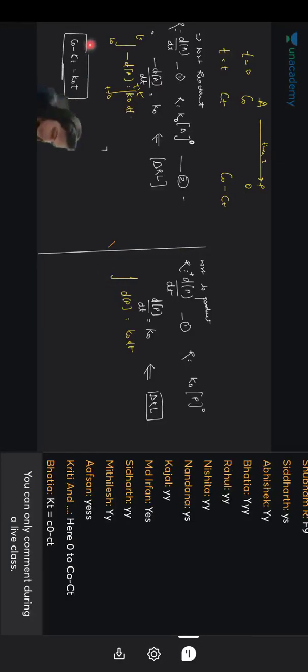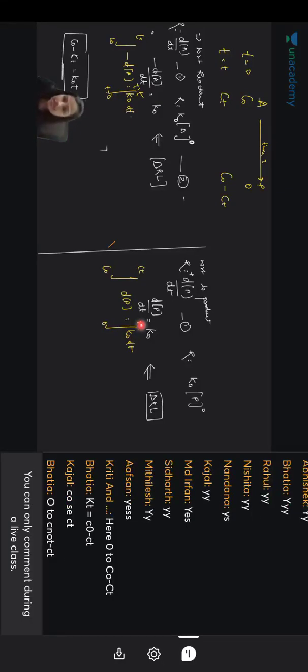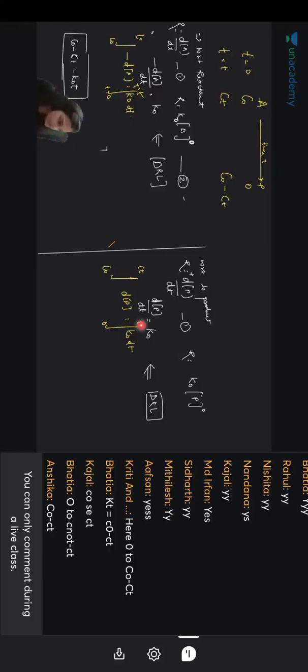कहाँ से कहाँ तक इसे integrate करोगे? The same. Yes, integrate it and tell me what will be the equation.